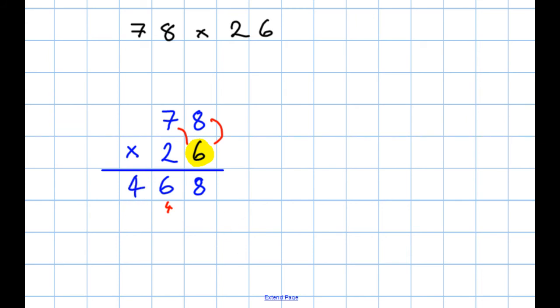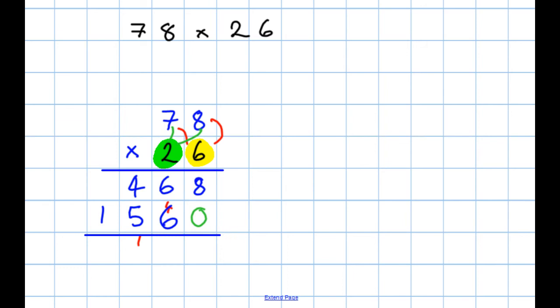Now, what do I do next? Well, next I'm going to multiply every figure in the top number by 2. But because the 2's in the tens column, I start with a 0 first, and then I do 2 times 8, which is 16, put the 6 there, carry the 1, then I do 2 times 7, 14, add the carried 1, 15, put 5 there, would normally carry the 1, but there's nothing going in this square here, so I'll write the 1.